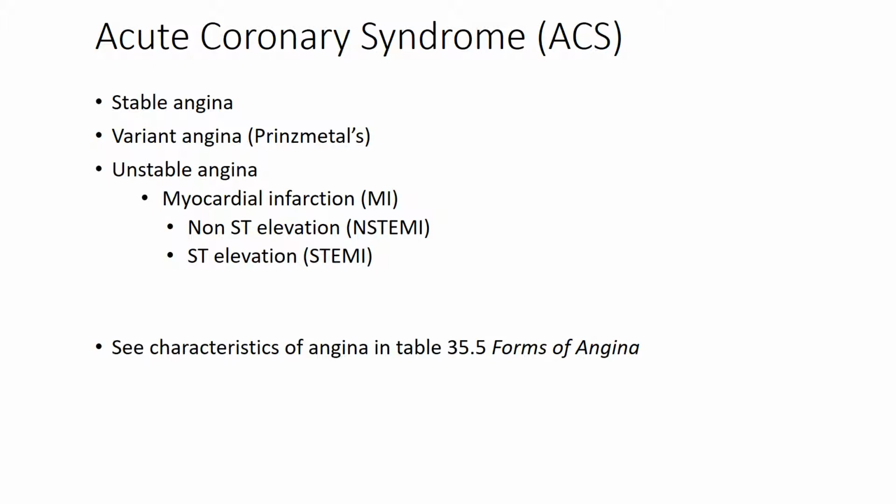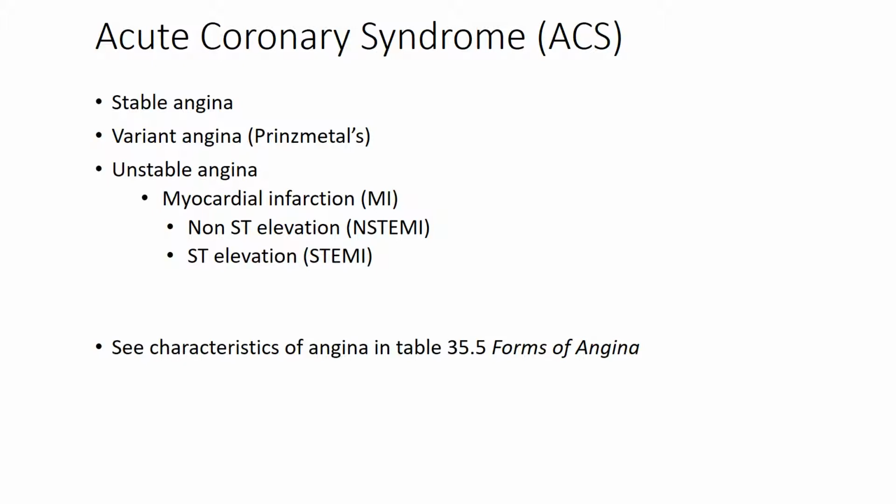With the non-ST elevation, this is usually going to be a subendocardial type of infarction. You're going to have some positive biomarkers like your troponins and your CKMBs. Then you're not going to see any of the ST segment elevation or any Q waves on your tracing, but you may have some ST segment depression or some T wave inversion.